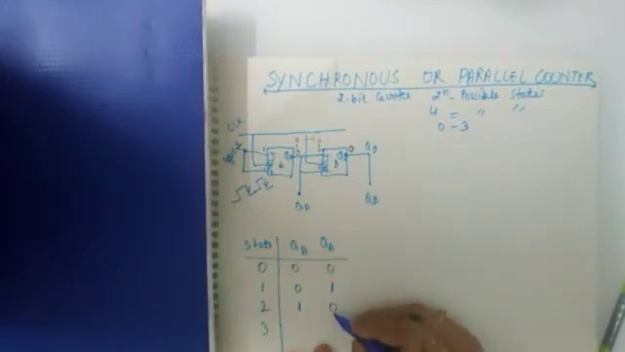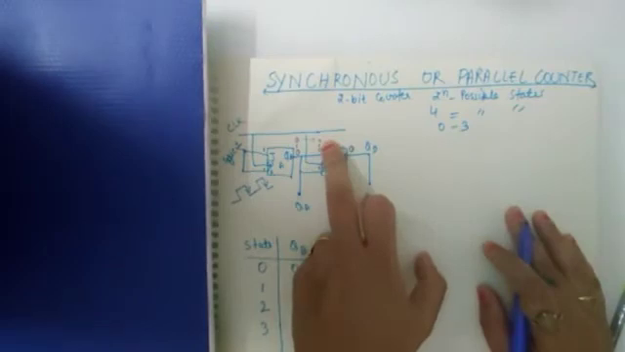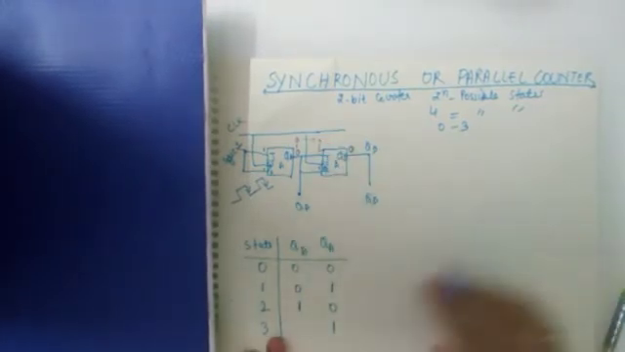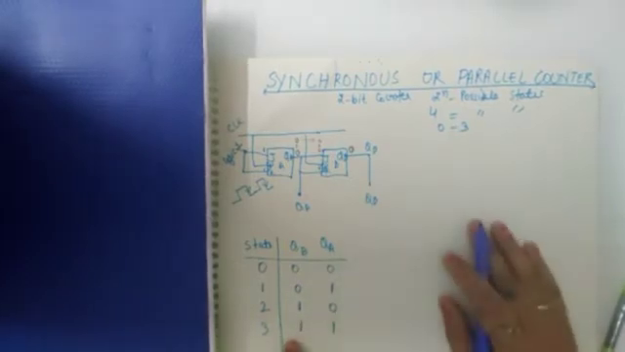So it will toggle from 0 to 1. The second flip-flop having the input 0, so it will not change the outputs. So if the earlier state was 1, the next state will also be 1. Now it has counted 4 pulses.